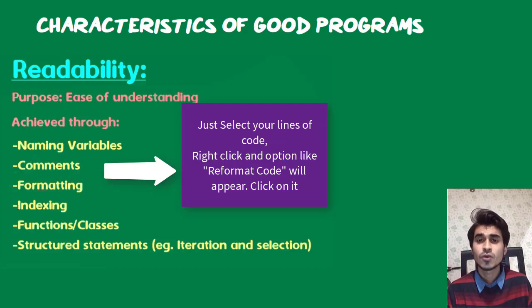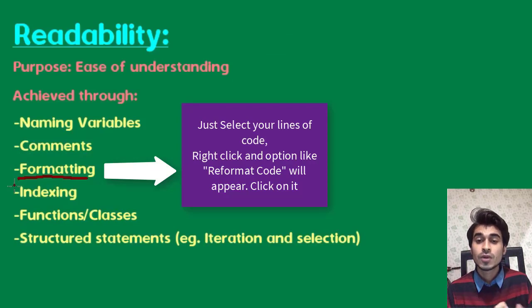This is the same for Visual Studio Code. Visual Studio Code by default has much better indentation, but if some snippet of your code has missing indentation or formatting, you just have to select that snippet and right click on it, and you will see an option such as reformat code or format, something like that, and it would format your code.